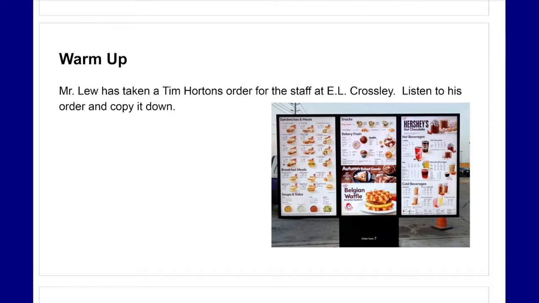I'll go through it once more, and I'll try to slow it down a little bit to help you out. But maybe try to change up your strategies at how you can take this order.